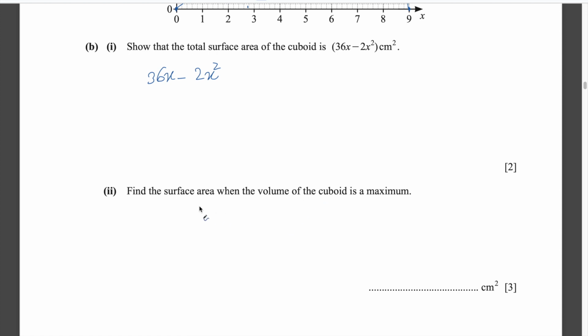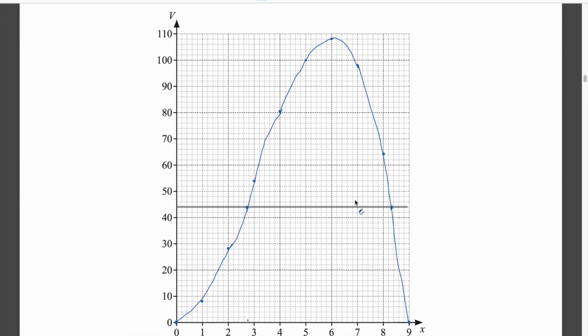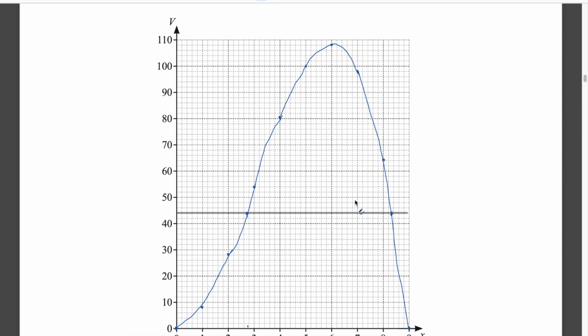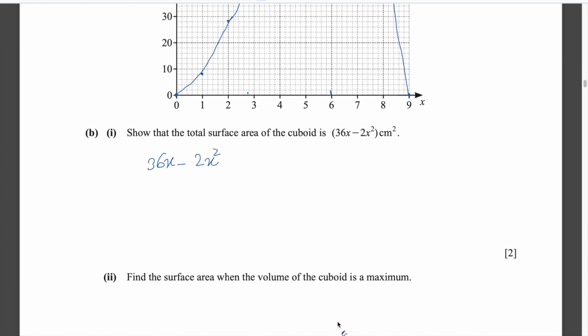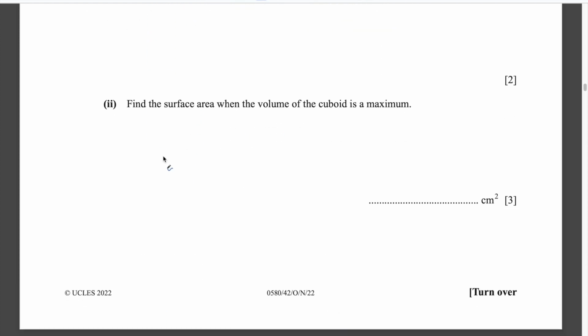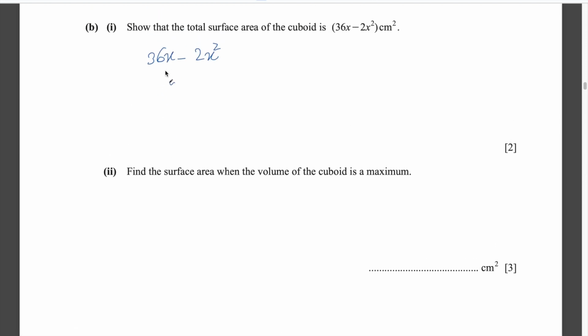It says find the surface area when the volume of the cuboid is maximum. So first we need to find where the volume is maximum. Volume is maximum when x is 6. So 6 should be replaced in the surface area formula that we found. There is no need to calculate again, just replace in the formula from the previous part. So 36 times 6 minus 2 times 6 squared, giving you an answer of 144 centimeters squared.